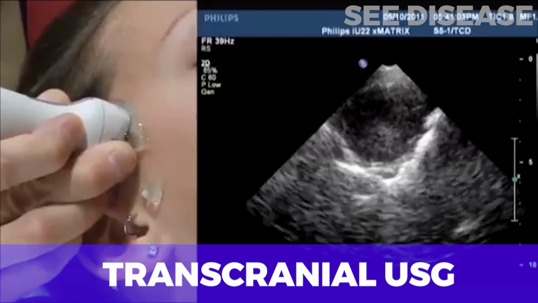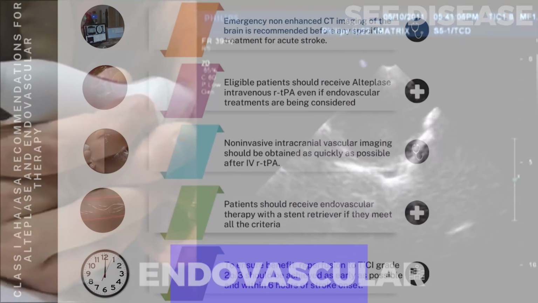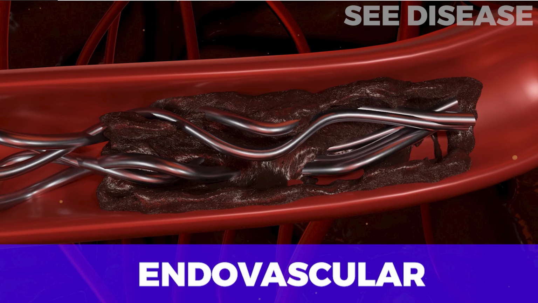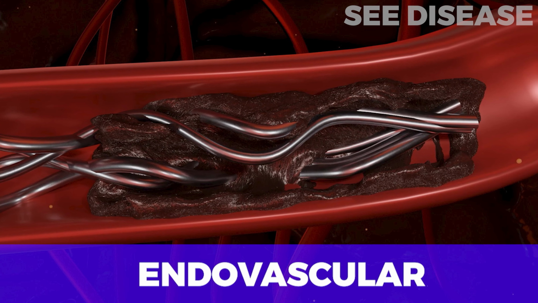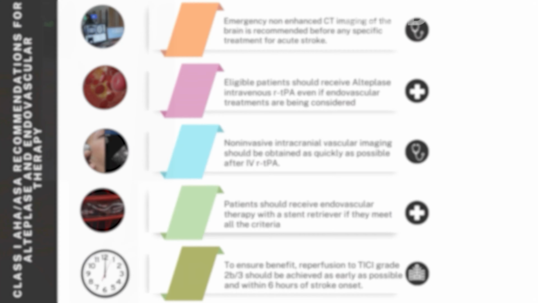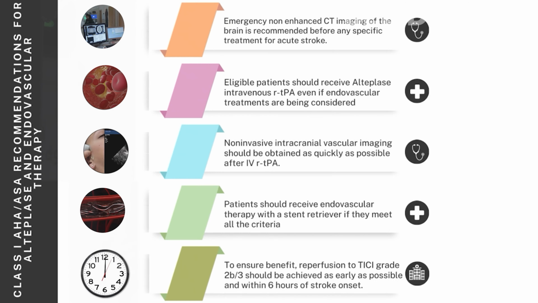Having done all these things, finally, if you suspect a large vessel block involving the internal carotid artery or the proximal portion of the middle cerebral artery, you may have to think about mechanical thrombectomy or endovascular therapy. To ensure benefit, reperfusion of TICI grade 2B to 3 should be achieved as early as possible, within 6 hours of stroke onset. That is the ideal goal we set.